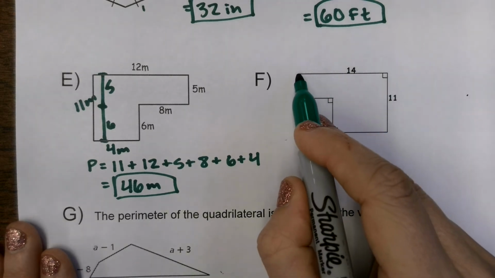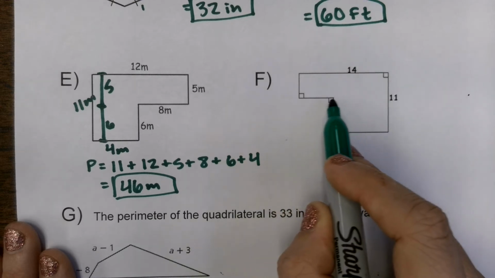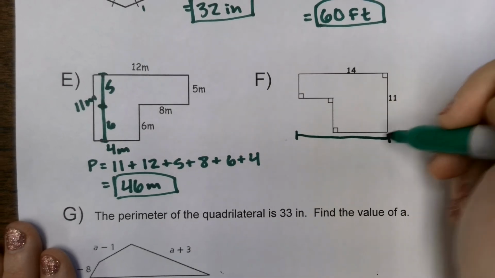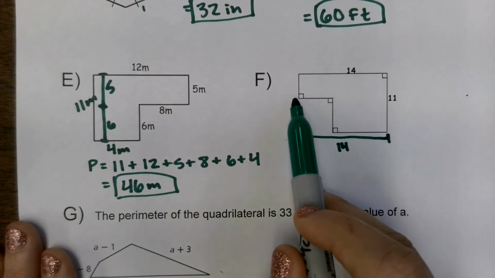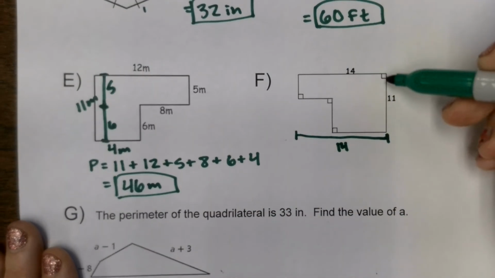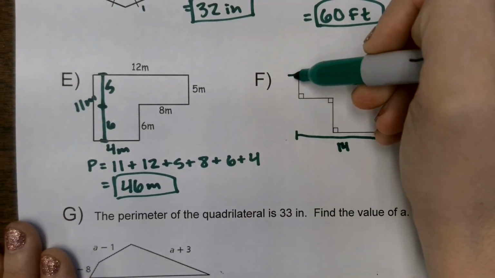So because this horizontal piece is 14, that means that I know these two will add up to 14 as well. Okay, which makes sense. This plus this would have to equal the whole thing. Same thing for 11. These two vertical segments have to add up to be 11.